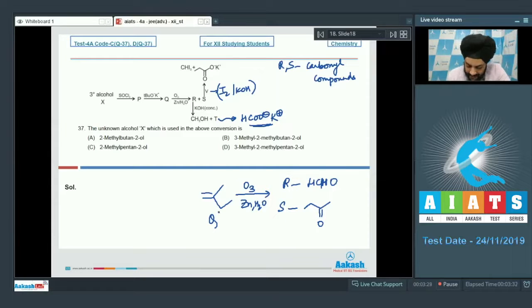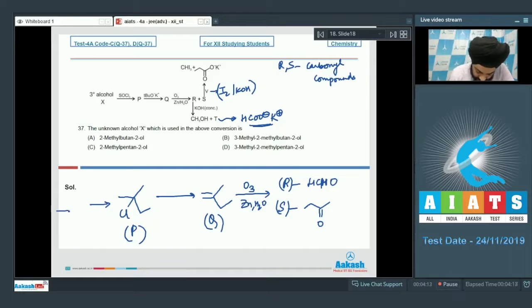Okay. Now, students, this Q is formed from P upon reaction with tertiary butoxide, and we know that P has to be a chloride because the alcohol was substituted using SOCl2. To be more specific, the compound P also has to be a tertiary chloride as the alcohol was tertiary in the first place. So students, the only possibility is that this was the chloride which was taken. So this is P, this was Q, these are R and S. Okay, so students, this must mean that the compound X has to be this compound.